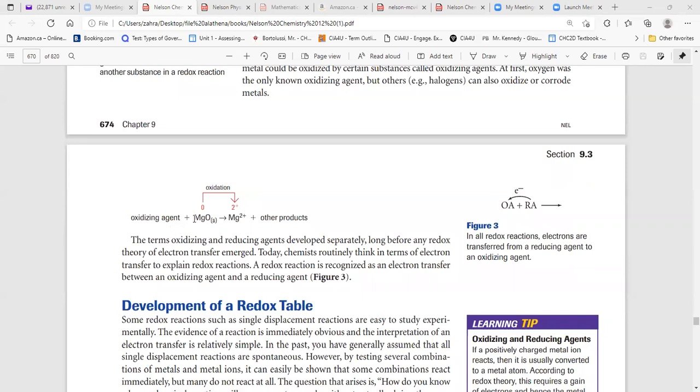So this is an example. You have Mg going to Mg2+. What happened to Mg? Mg here is 0, and it goes to +2, right? It's losing 2 electrons. Losing electrons means oxidation happens. Something is caused by oxidation, so we need an oxidizing agent beside that to make it happen.